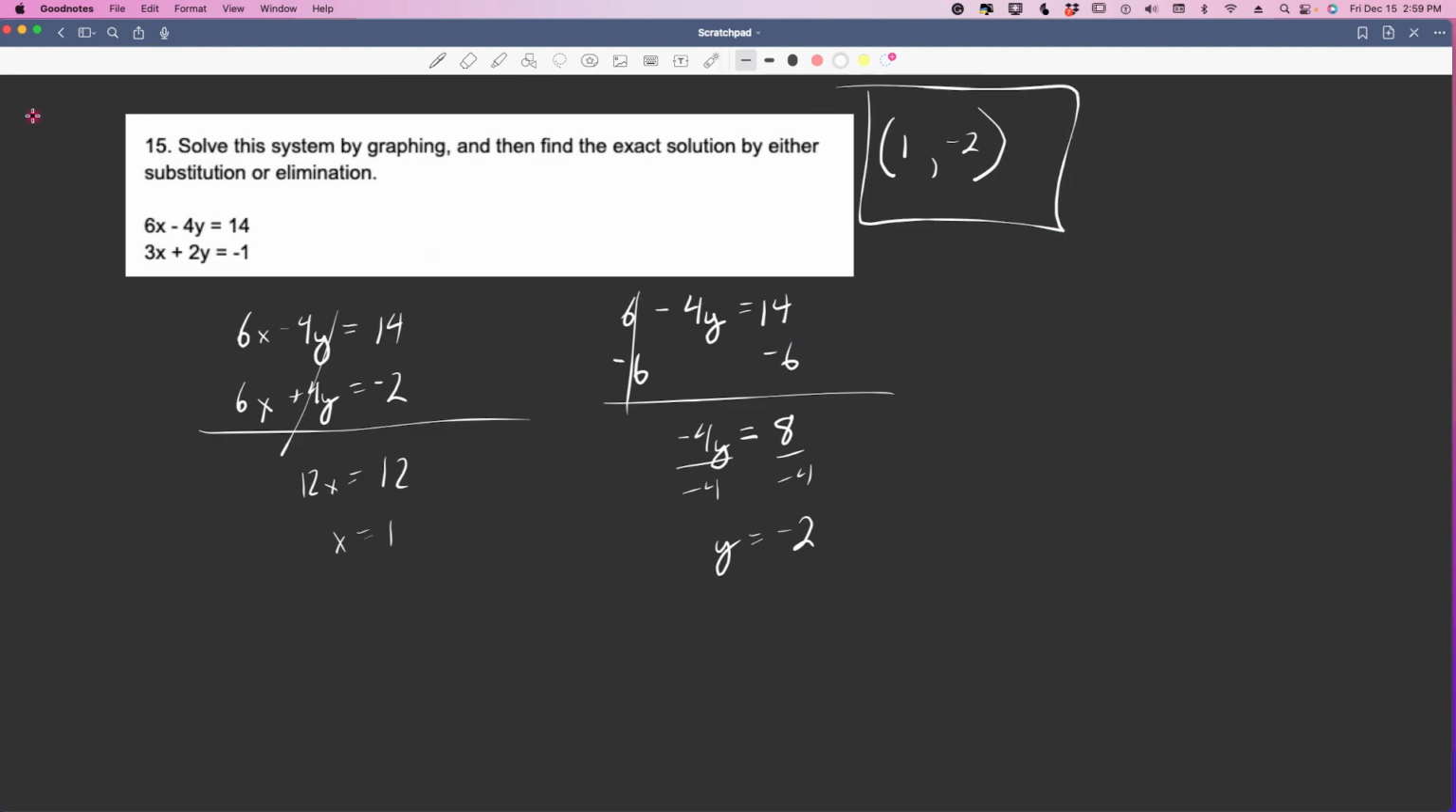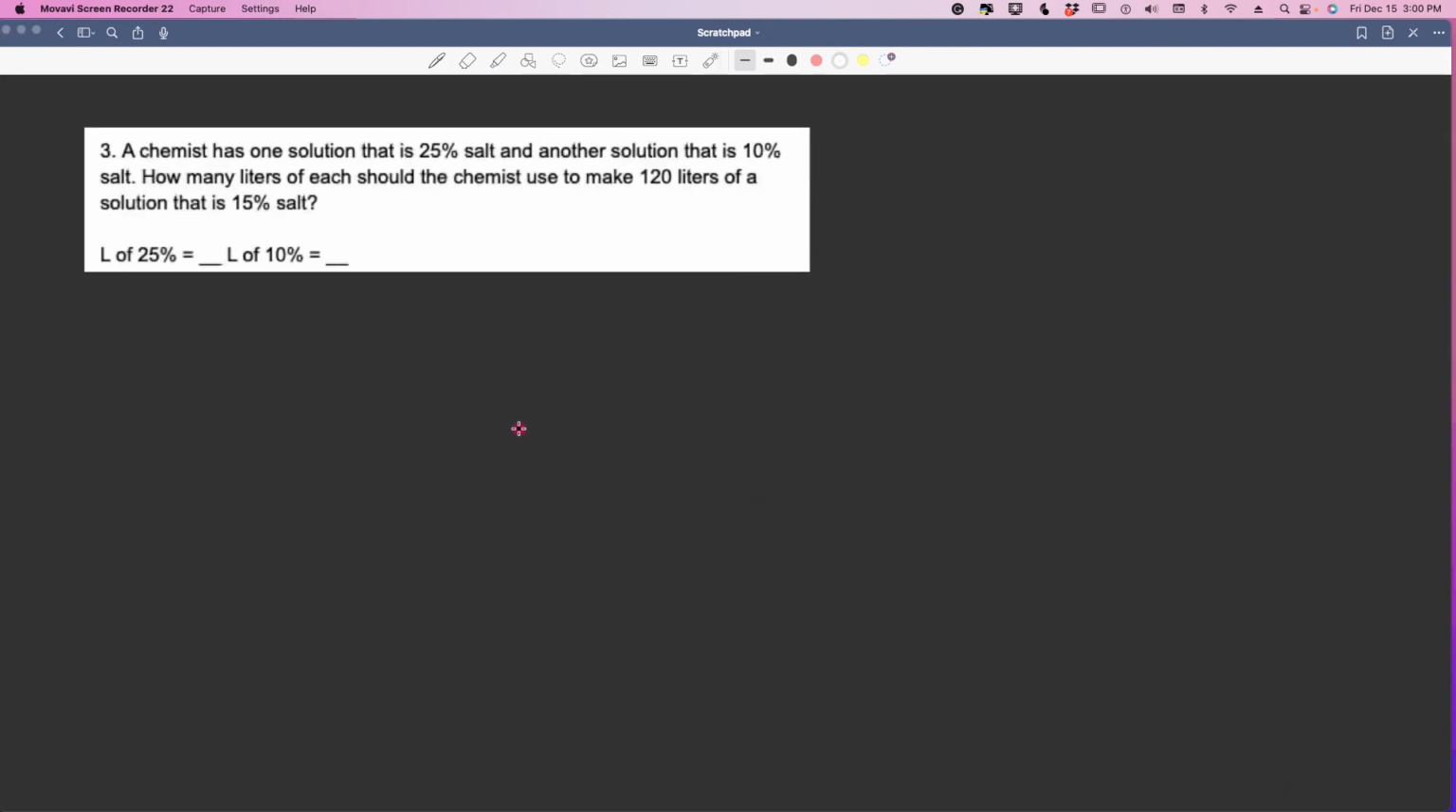And 88% of y'all got this right. So good job. All right, here's the last 88% problem. A chemist has one solution that is 25% salt and another solution that is 10% salt. How many liters of each should the chemist use to make 120 liters of a solution that is 15% salt?